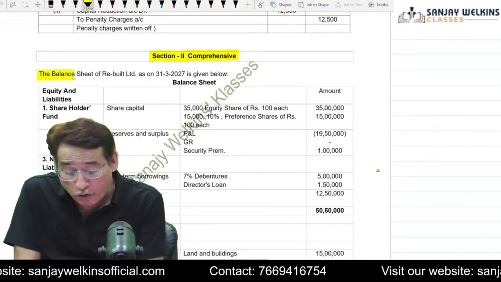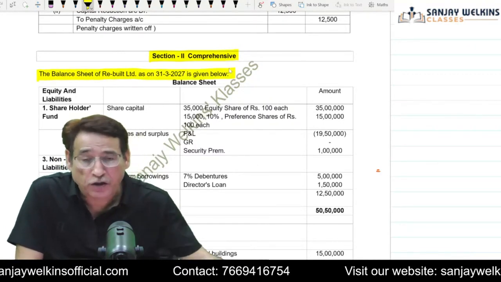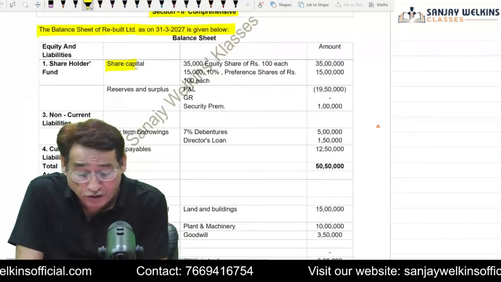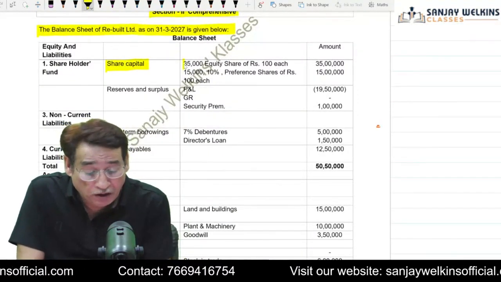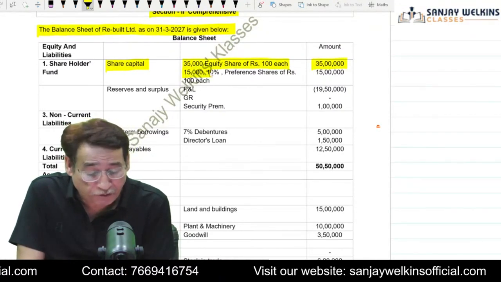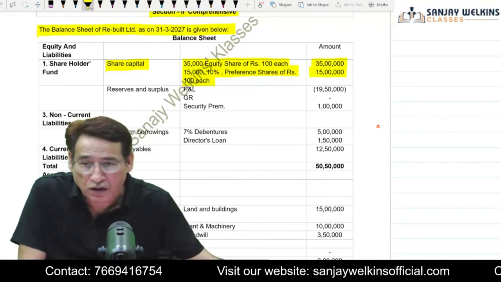So in this particular question, you are being given the balance sheet of Rebuilt Limited as on 31st March 2027. In this particular balance sheet, let's have a look at what we are being given. One, there are 35,000 equity shares of 100 each, 35 lakh, and besides that 15,000 10% preference shares of 100 each, 15 lakh. Is it clear to you?